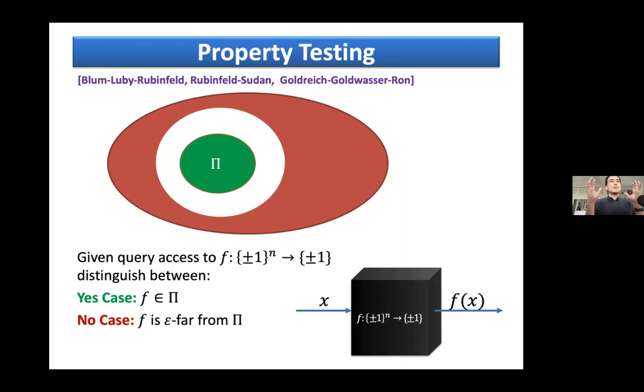So pictorially, you can think of it as if you have pi, which is like a collection of functions, and this is the green circle. On the green circle you should answer yes, and if you're epsilon far from the green circle you should answer no, but if you're in between, then you're allowed to do whatever you want. So there is some gap here.